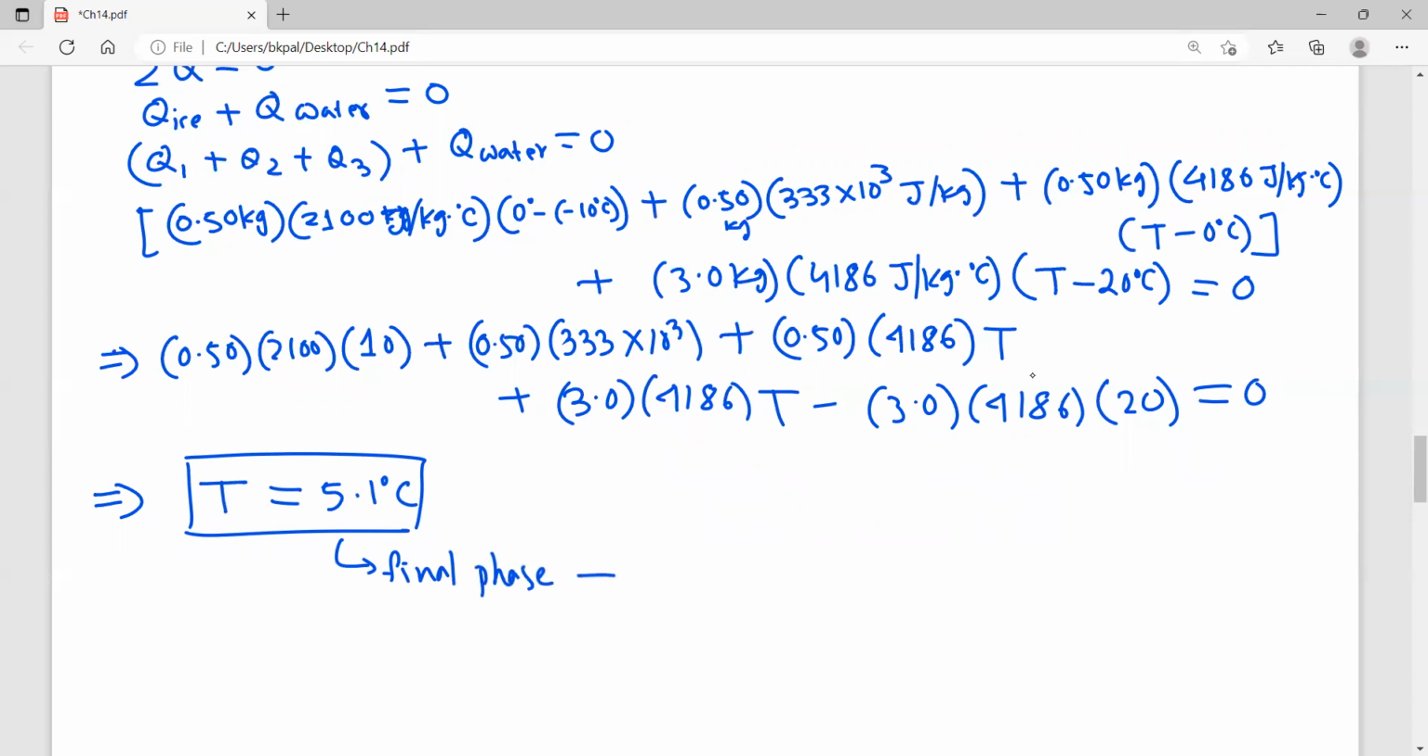Okay, final phase is liquid because at 5 degrees Celsius water is water basically. If it is less than 0 degrees Celsius, then it is ice. If it is higher than 100 degrees Celsius, it will be steam. Okay, in between 0 and 100, it is water. So that means it is in the liquid phase.